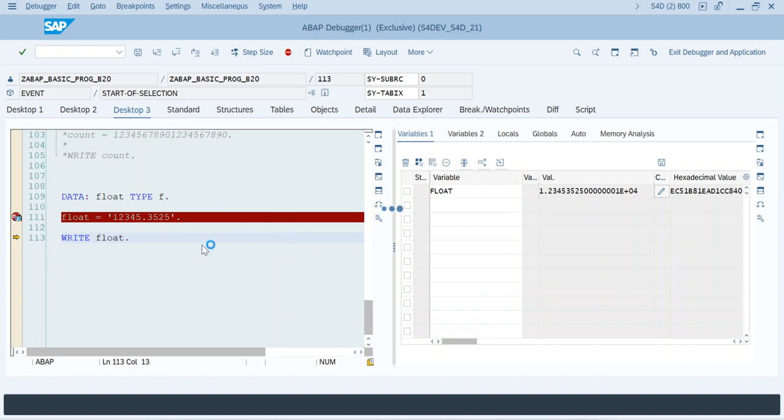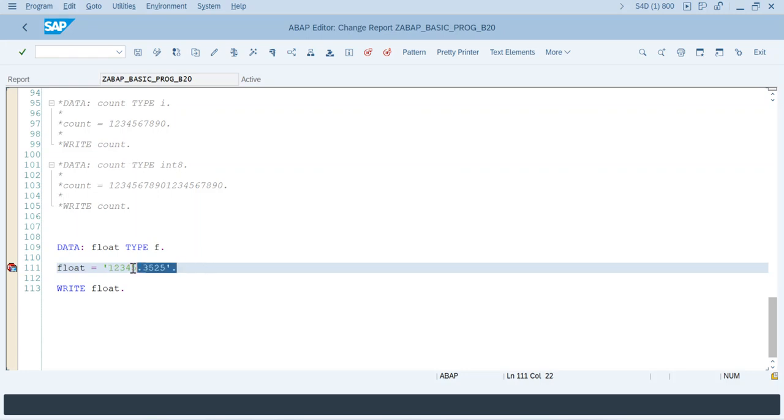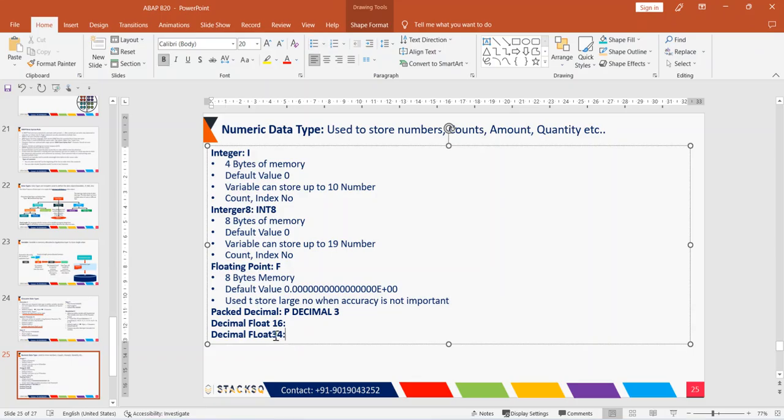Just a minute. Let's go back again. So, in what cases do we have to use this data type here? Sometimes what happens, you'll be doing some calculations. The result may be too big. Your data types may not be able to hold it. In that case, this is useful. Not every time, but only in a few cases. But even now, this has been replaced with the new data types, decimal float 16 and 34. Why it has been replaced, we will see that.